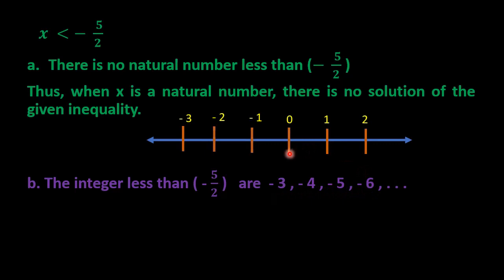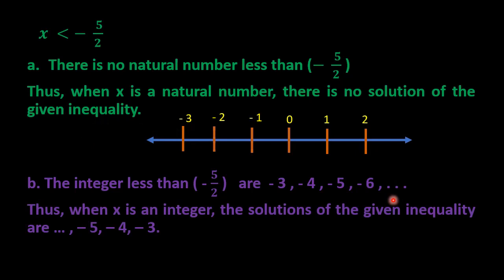If we look at the number line, on the right side of 0 there will be positive numbers, and on the left side of 0 there will be negative numbers. On this number line, minus 1 is greater than minus 2, and minus 2 is greater than minus 3. So numbers which are to the left are smaller than the number which is to the right. This minus 5 by 2 will lie somewhere here. The numbers to the left of minus 2.5 are minus 3, minus 4, minus 5, minus 6, and it goes on and on.